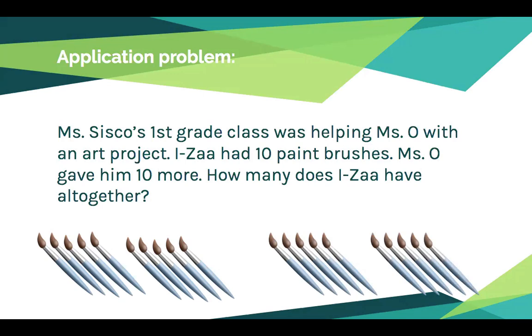Excellent. So how many does he have altogether? He has 20 because 10 plus 10 is 20. The 10 that's after 10 is 20. Excellent, you guys.